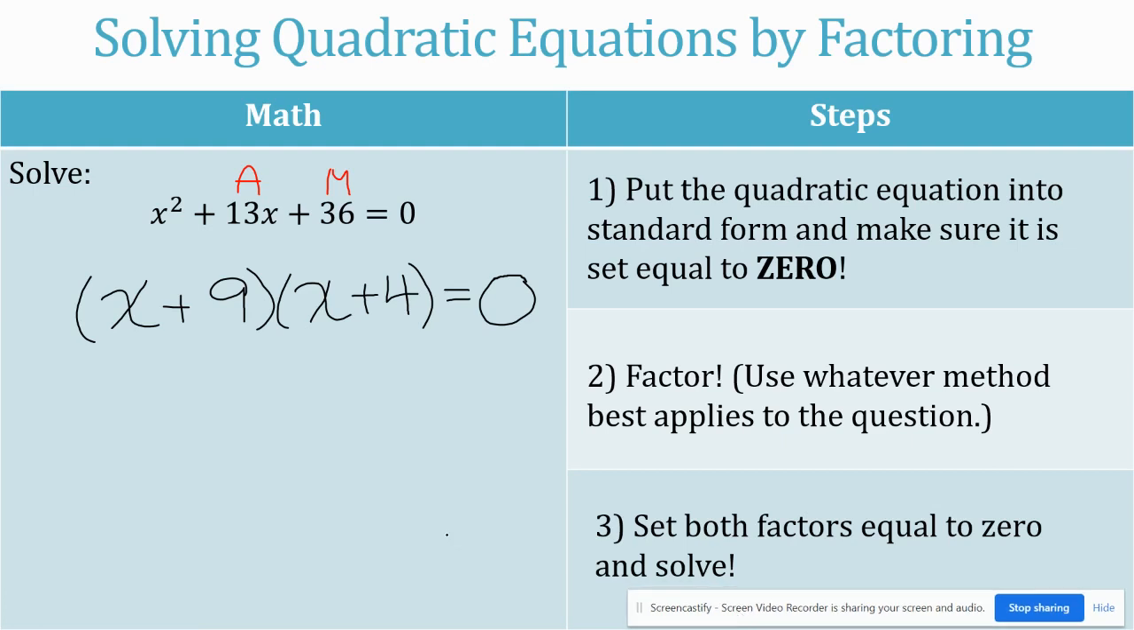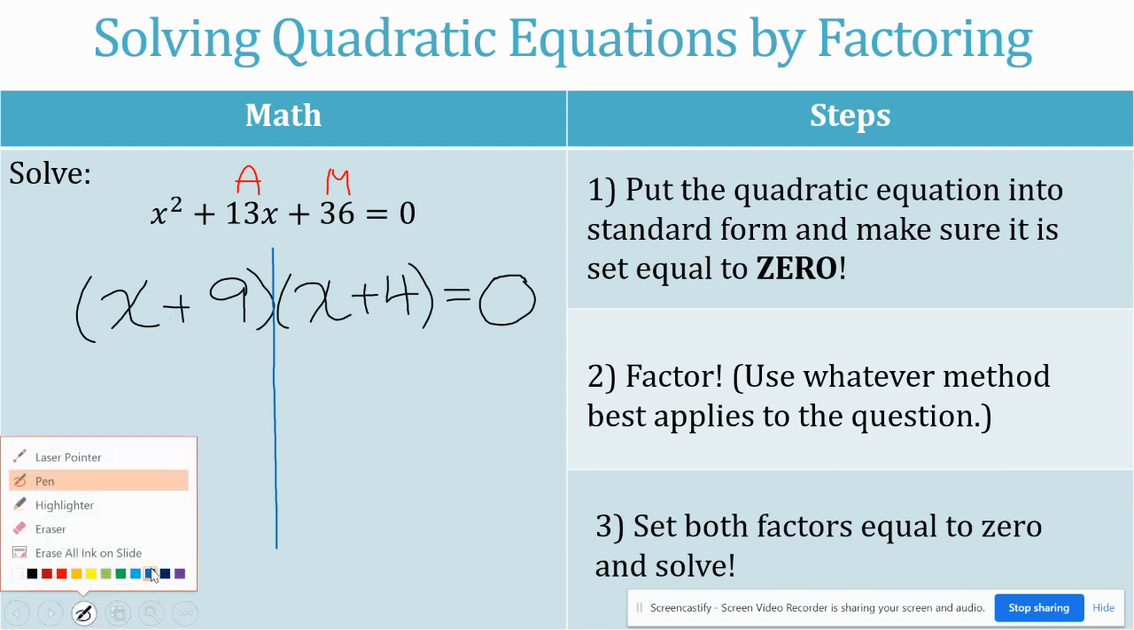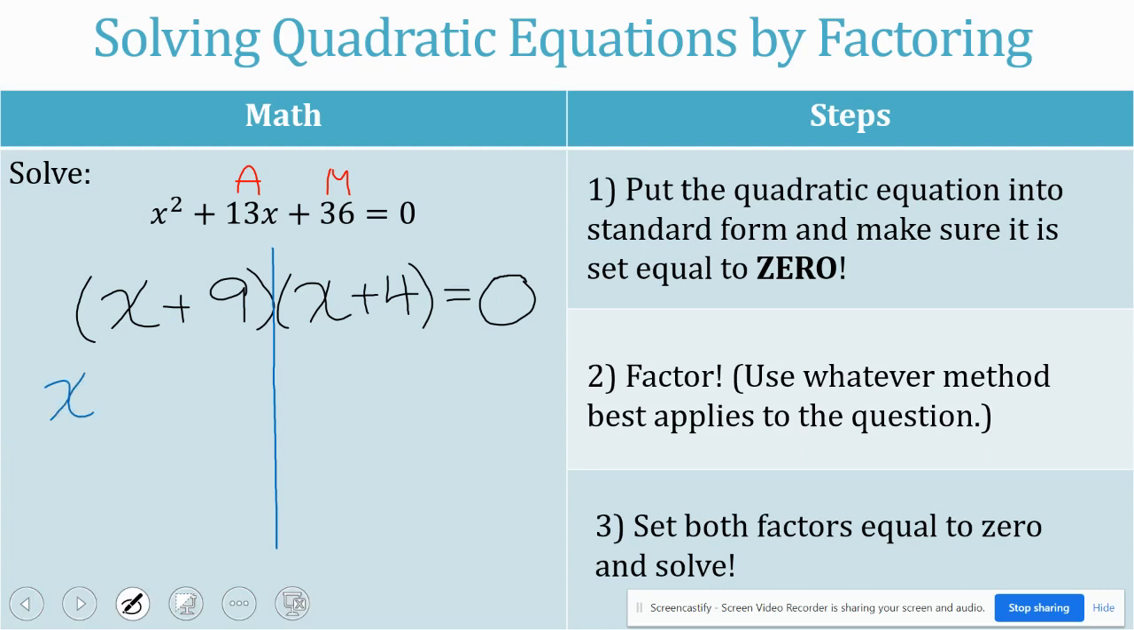Step 3 is we're going to set both of these factors equal to 0 and solve using inverse operations. So this is what this is going to look like. I like to draw a line straight down the middle of our parentheses, and I'm going to take each of these and set them equal to 0. We'll do that in blue. X plus 9 equals 0, and x plus 4 equals 0.